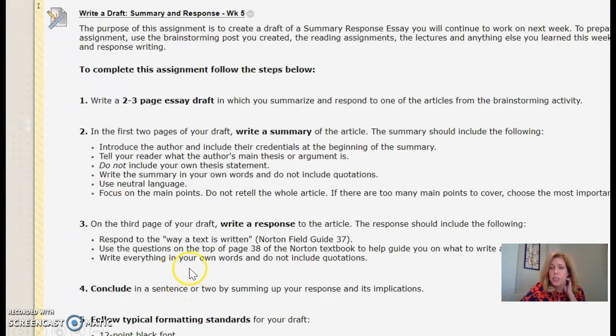Conclusion. Sometimes the conclusions are tricky. A sentence or two just sums up your review and the implications. What's the greater impact of this article? What can you do knowing this information? Something like that. Okay.